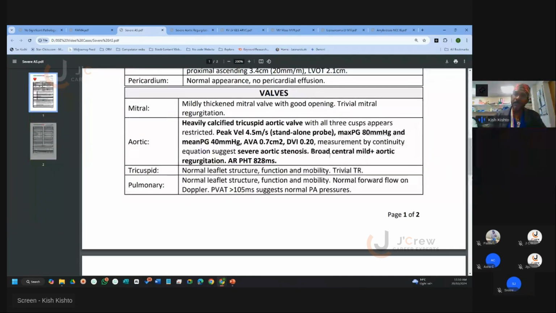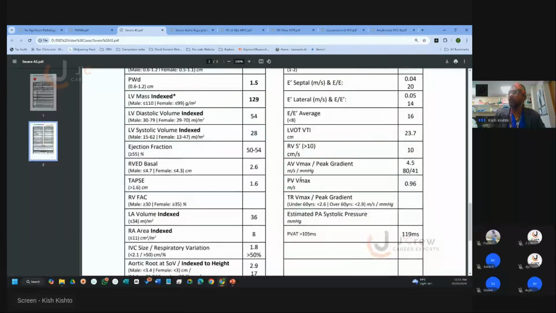And then I mentioned the AR, which was broad, central, and mild plus aortic regurgitation. Pressure half time was 828 milliseconds. Here you will see how I would describe it. It's simple: it was broad, it was central. So at least you describe what the regurgitation is like. And then the tricuspid and the pulmonary, and as usual, all the other measurements.